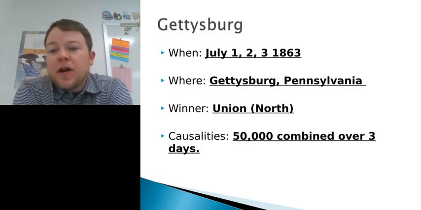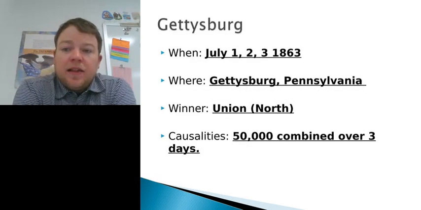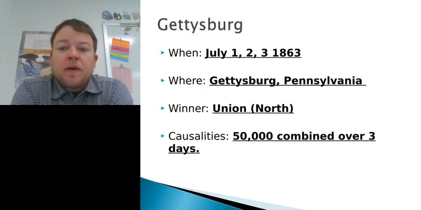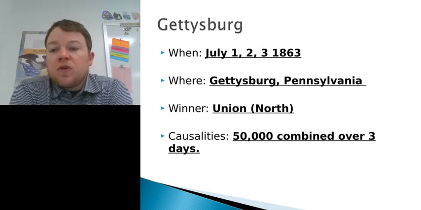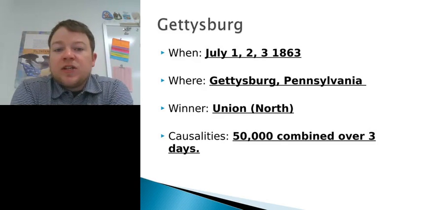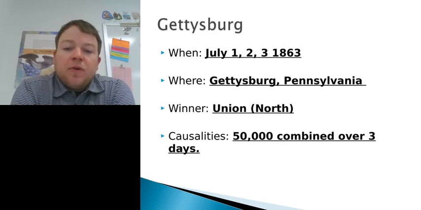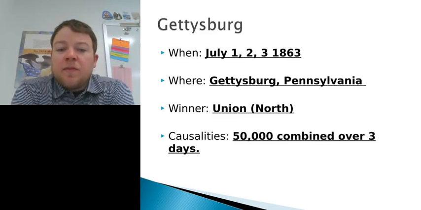The Battle of Gettysburg is easily not only probably the most important battle ever fought in the Civil War, it's probably one of the most important battles ever fought by Americans in general. It's fought over the course of 3 days, July 1st, July 2nd, July 3rd in 1863 in Gettysburg, Pennsylvania. The Union is going to be the victors here. There's going to be over 50,000 deaths combined over the 3 days.